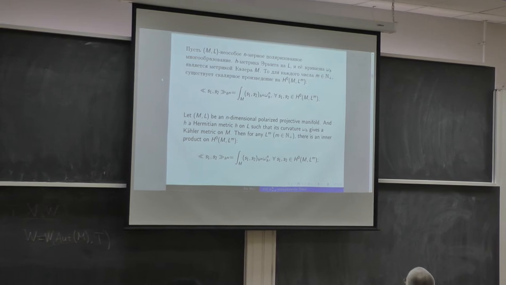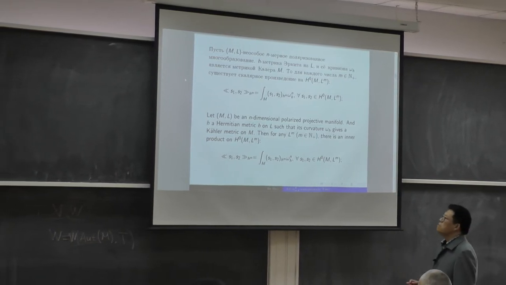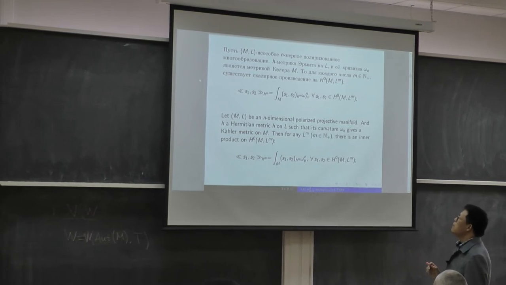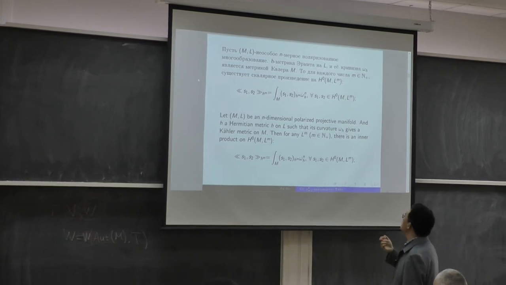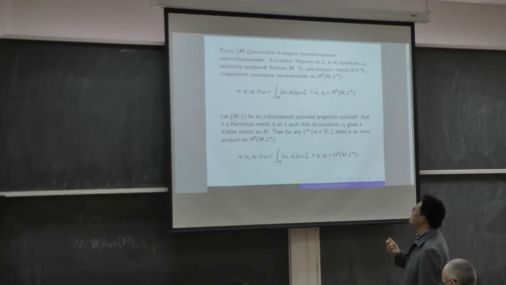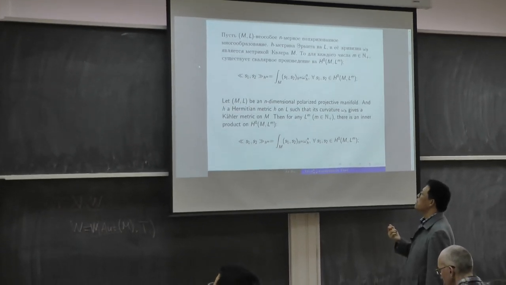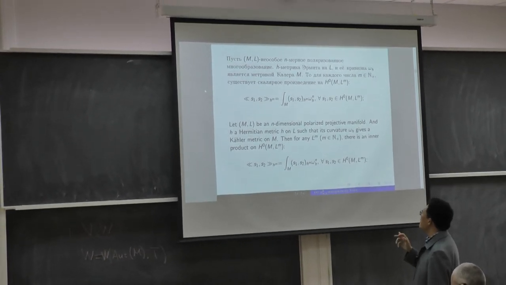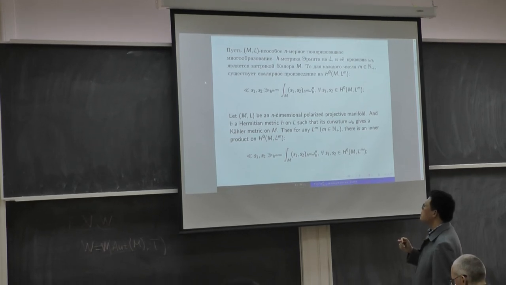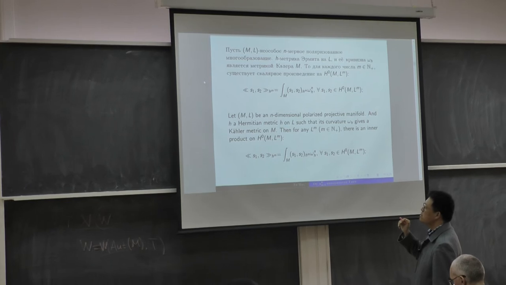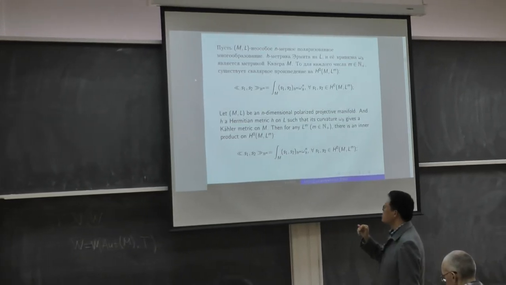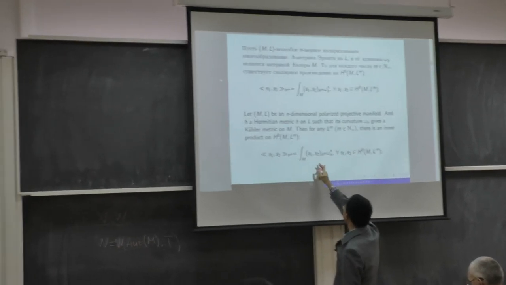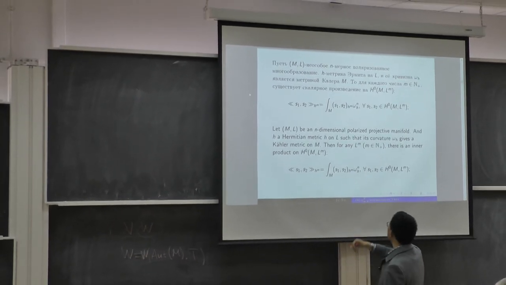And now we turn to the alpha_{m,K} invariant. We first have a polarized n-dimensional projective manifold. In my talk, I assume it to be smooth, and h a Hermitian metric on L, such that the curvature is a Kähler metric on L. Then for any multiple line bundle L^m, we can define an inner product on H^0, the space of holomorphic sections, the global inner product. That is to integrate the pointwise inner product on the whole manifold.